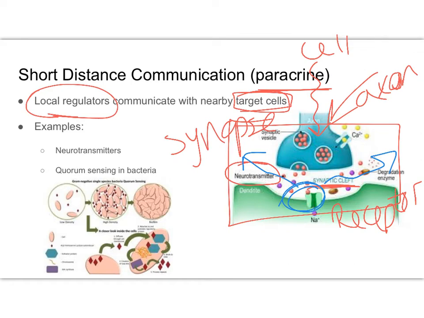So another example here would be what we call quorum sensing in bacteria. So bacteria are unicellular organisms, but they usually live together in colonies.